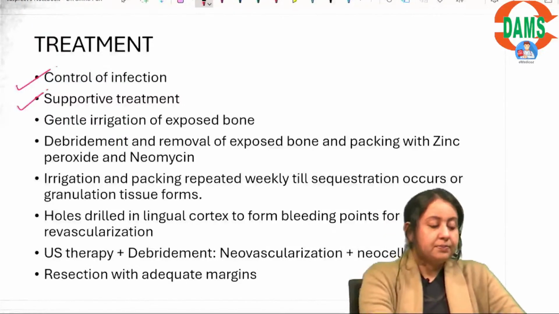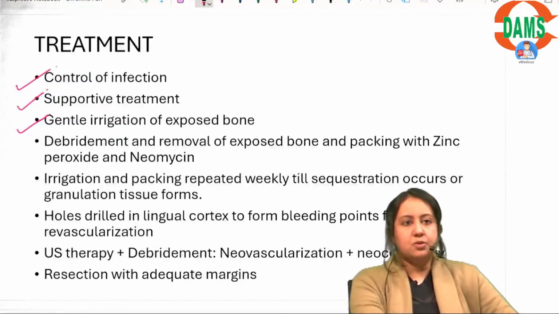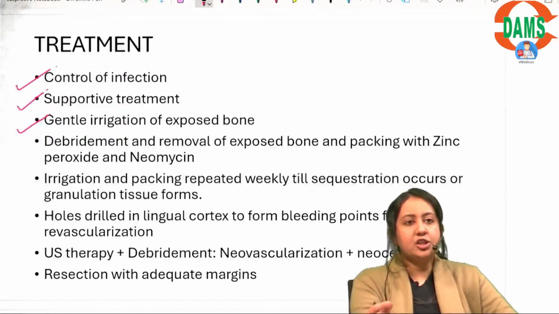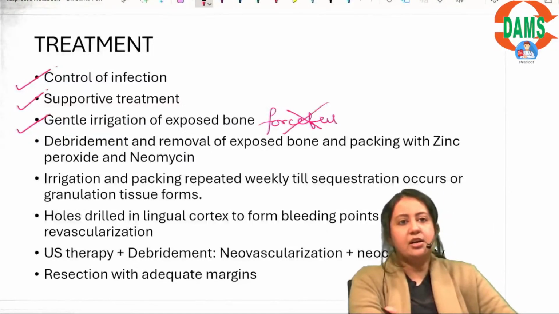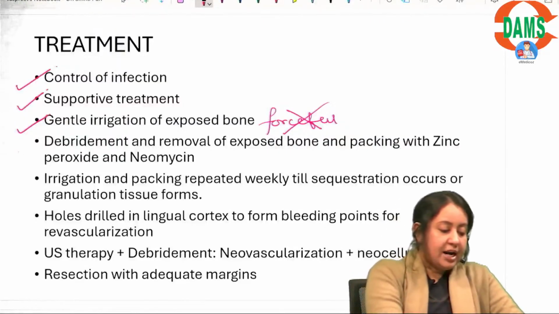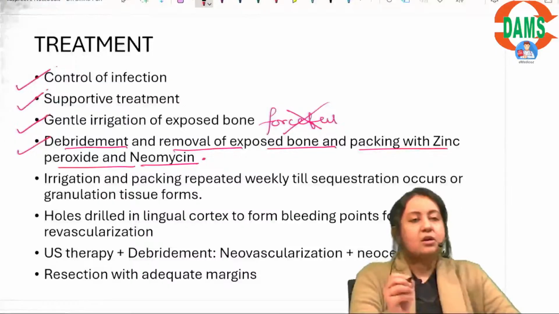Now gentle irrigation of exposed bone, not forceful irrigation but gentle, and debridement and removal of exposed bone and packing with zinc oxide and neomycin. So what is debridement?